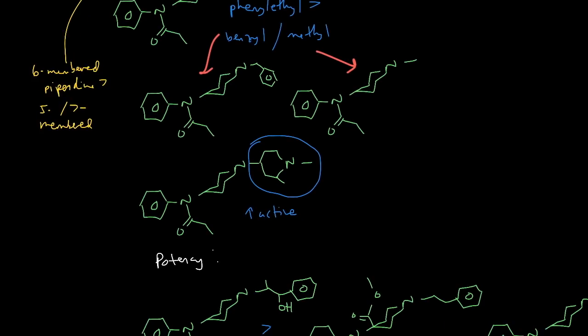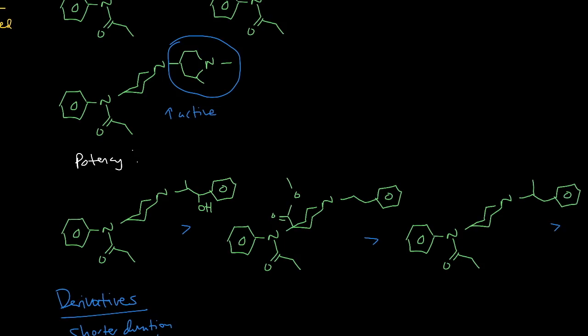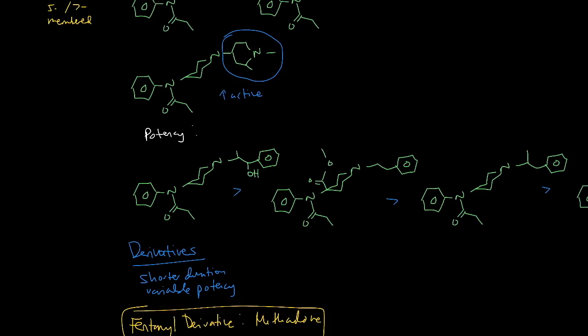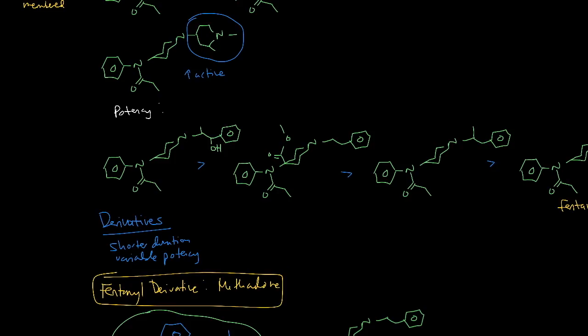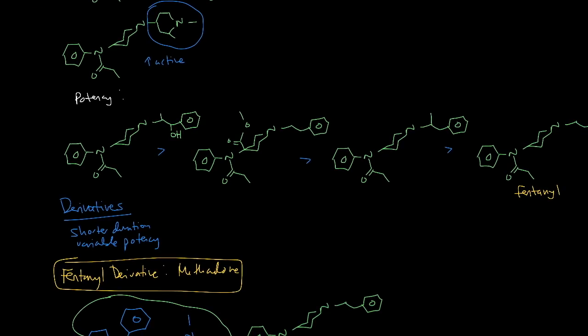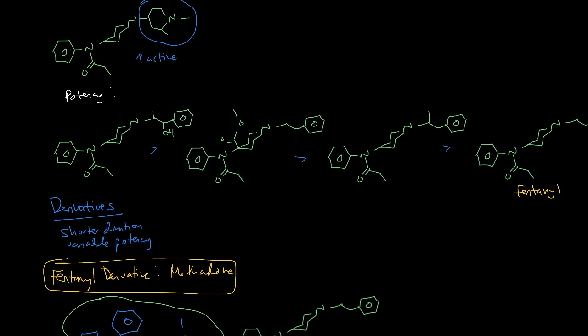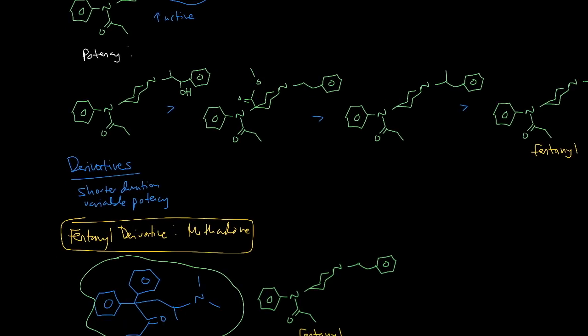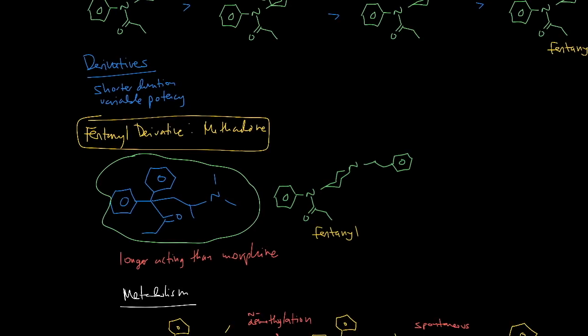This special group right here is actually more active than fentanyl. Fentanyl is actually less potent than your phenylethyl with just the methyl, the ester group, and the phenylethyl with the hydroxyl. Your derivatives of fentanyl have shorter duration and variable potency. Your fentanyl derivative is your methadone, which is also another prototype. This is longer acting than morphine.